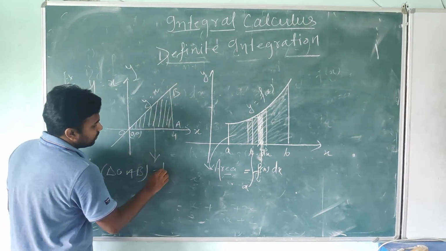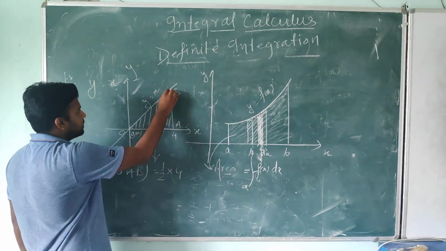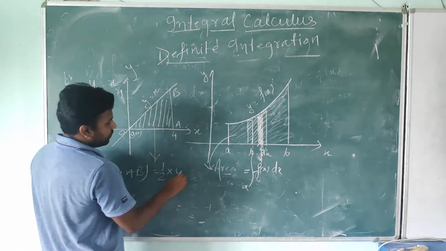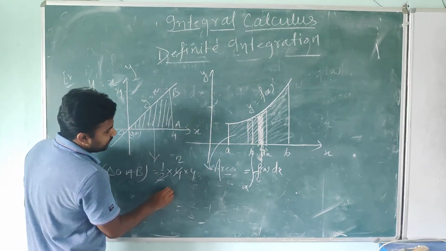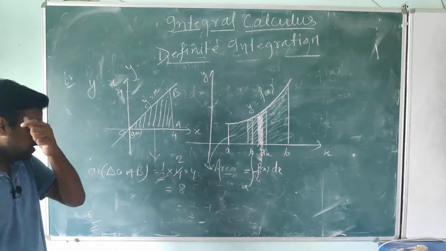So what can you write? 1 by 2 into base. Base is 4. Height is also 4, because x equals y, so here you will get 4. So 4 into 4, the 2 cancels out, and what will you get? It's 8.